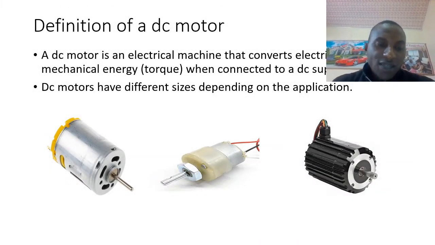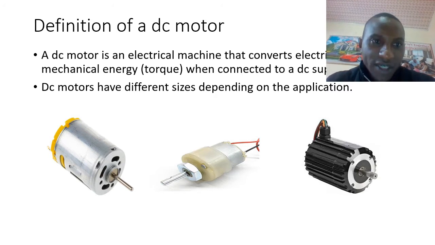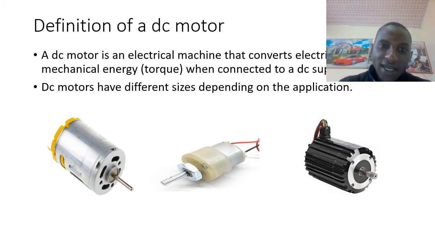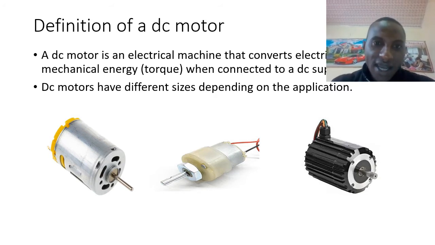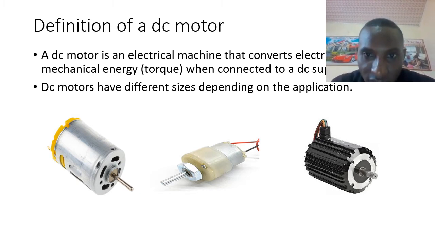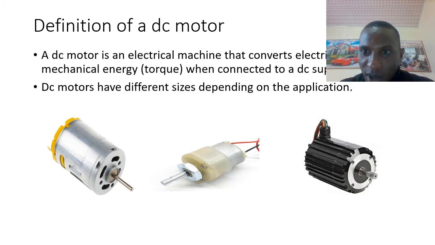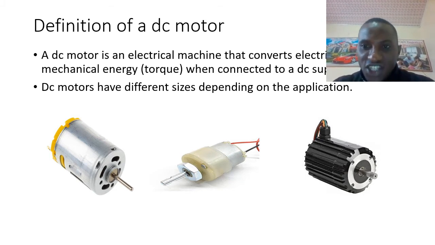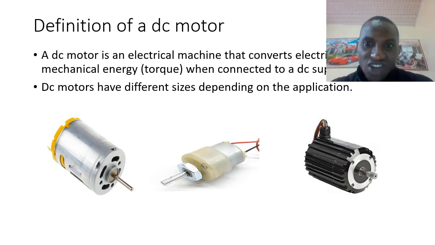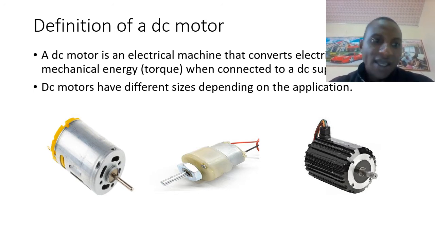We start by defining a DC motor. We say that a DC motor is basically an electrical machine that converts electrical energy to mechanical energy. That is what you call the rotary torque when connected to a DC supply. Strictly when it is connected to a DC supply.